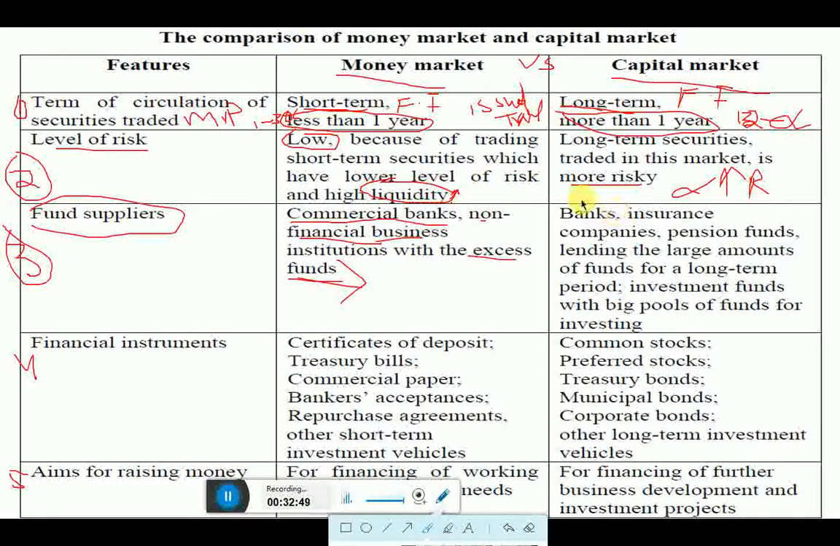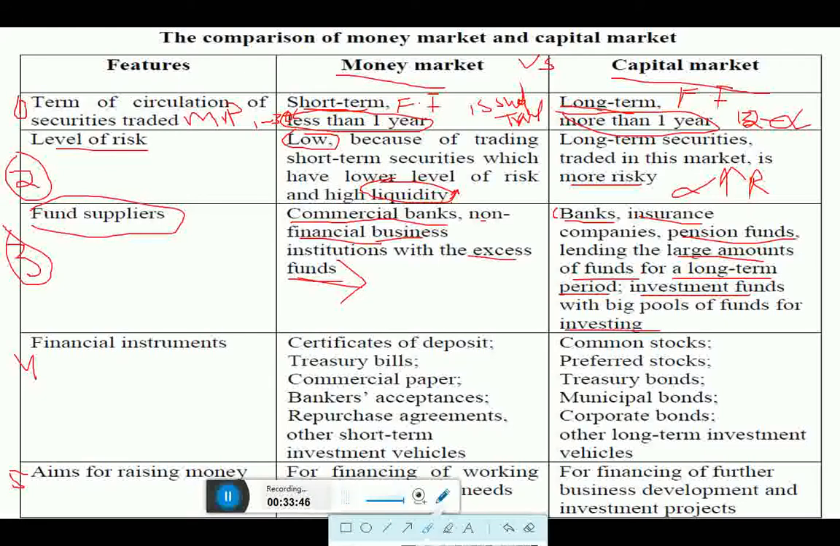Now let's see who the fund suppliers in the capital market are. The fund suppliers of the capital market are basically banks, central banks, insurance companies, and pension fund companies, who lend a large amount of funds for a longer period of time, and also investment fund companies with big pools of funds for investing. On the capital market, the financial instruments are long term, and usually they have a high price. So central banks or international banks, insurance companies, and pension fund companies are the fund suppliers to the capital market.